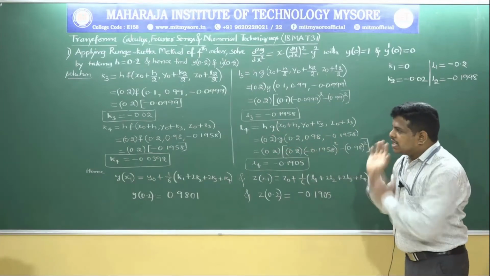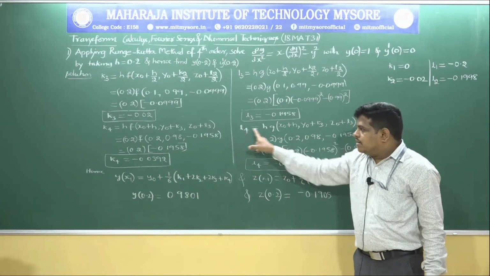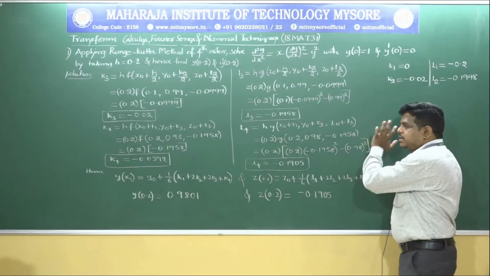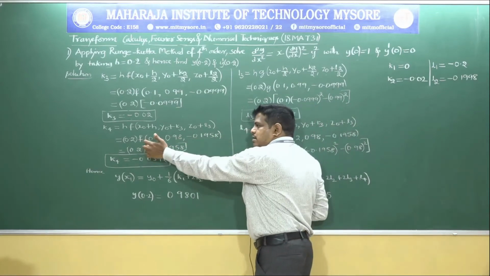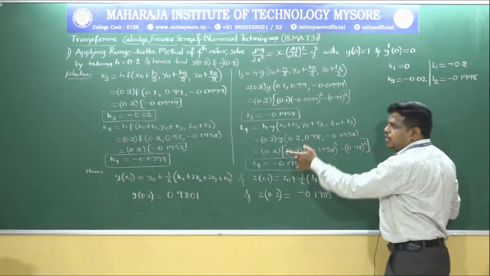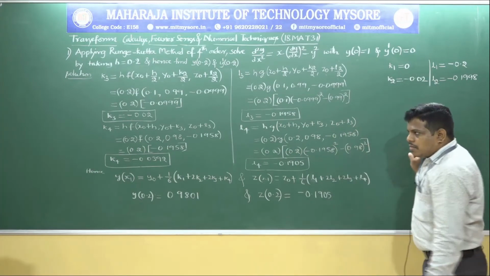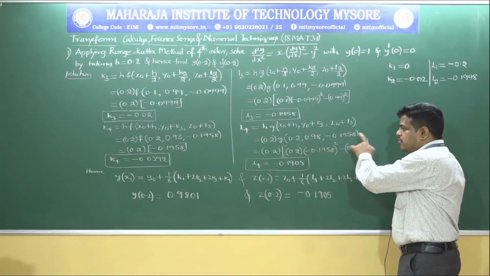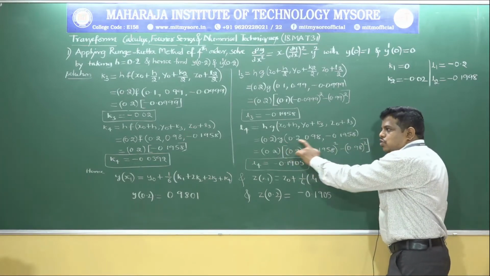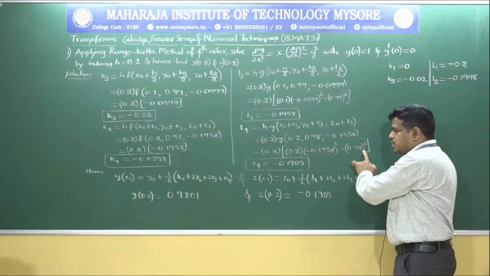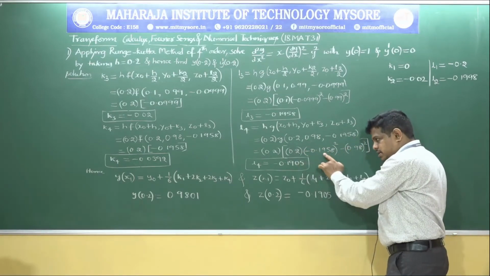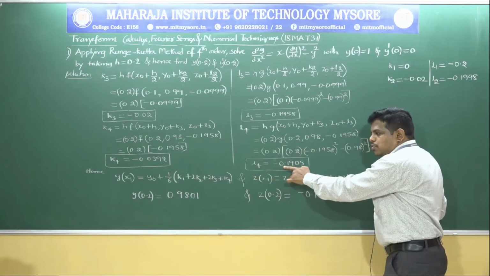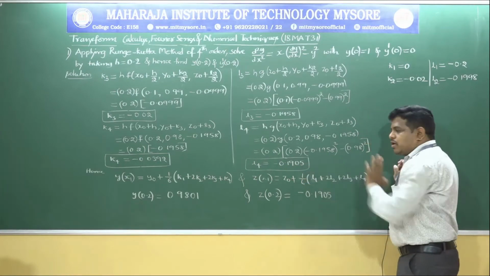Next, after finding K4, the last parameter is L4. L4 is given by h into g of x0 plus h, y0 plus k3, z0 plus L3. Next, again replacing all the values as it is, that is f of 0.2, 0.98, minus 0.1958 to g of, that is g of 0.2, 0.98, minus 0.1958. Next, g of x comma y comma z is xz square minus y square. I am replacing the value of x, z and y. On simplifying all these values, we get L4 as minus 0.1905. This is your value of L4.